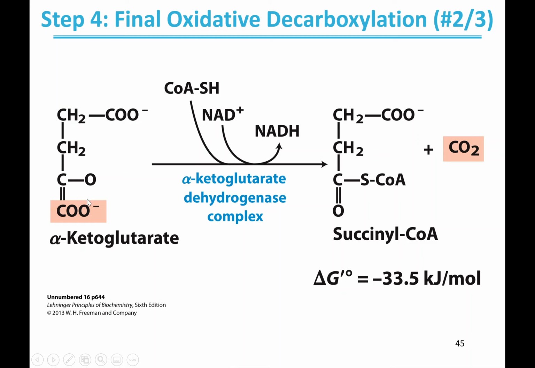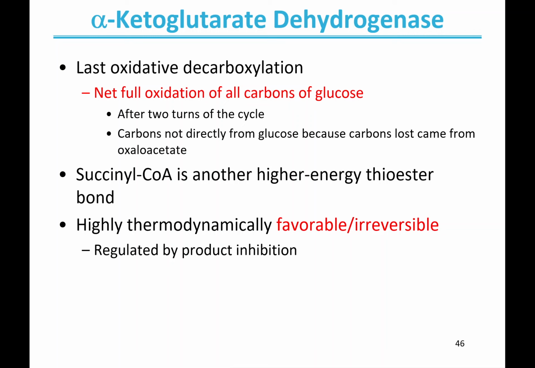If you look at the two, they're similar in structure. Alpha-ketoglutarate is just a couple carbons longer. This utilizes coenzyme A and NAD+ as coenzymes. And just like the pyruvate dehydrogenase complex, this is a very thermodynamically favorable step. Again, last oxidative decarboxylation, so net a full oxidation of all carbons from glucose.